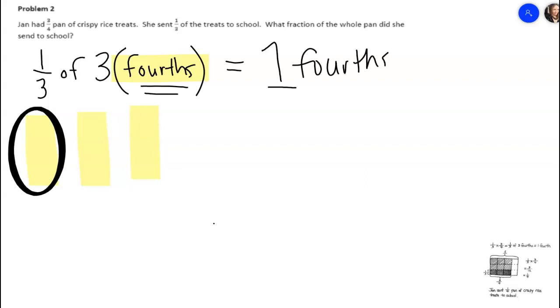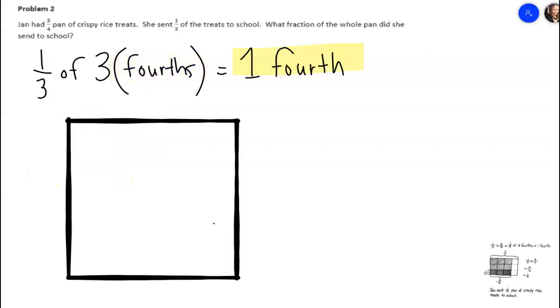F-O-U-R-T-H-S. It's fourths. So the way that would look is like 1/4. Now let's go ahead and draw the rectangular fraction model and see what that looks like. Okay, so here you see we have the whole pan. And let's go ahead and draw our attention back up here. It says 3/4 of the pan. That's what she had. So let's go ahead and split this into fourths.